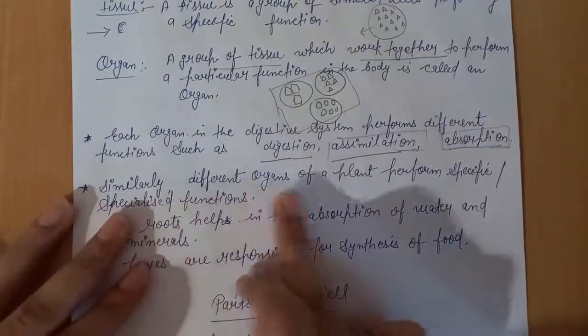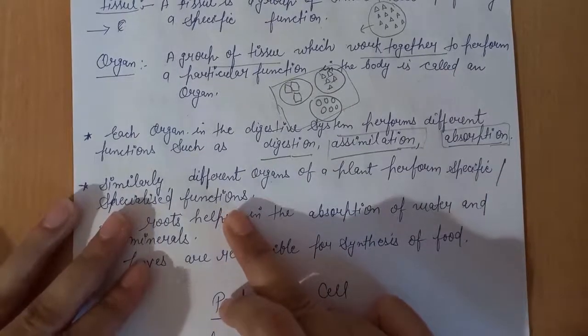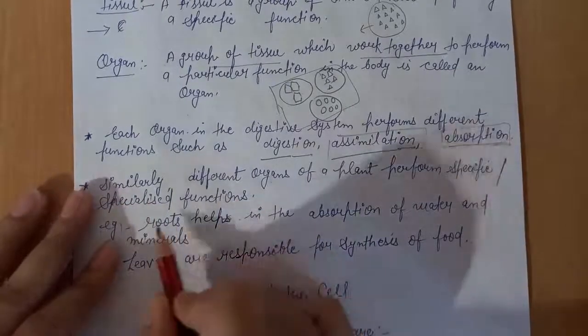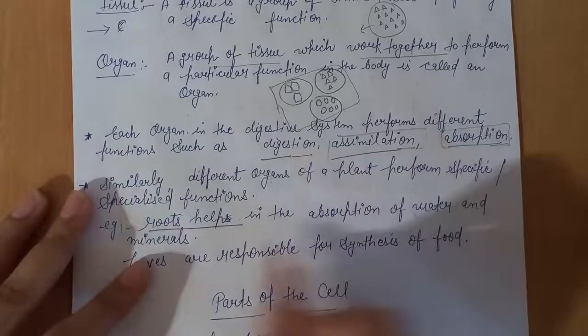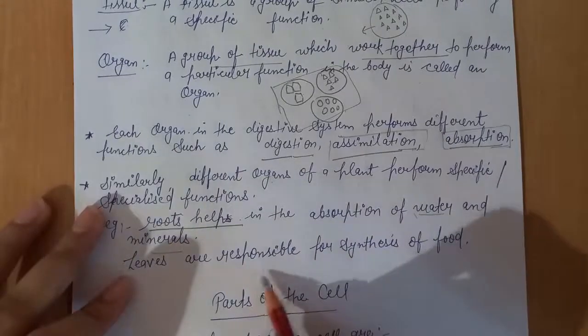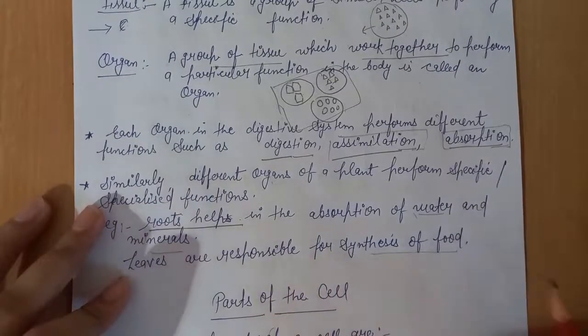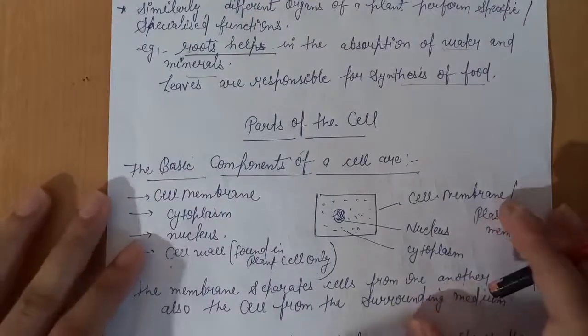Similarly, different organs of a plant perform specific or specialized functions, such as roots. What work is done by the root? Roots help in the absorption of water and minerals present in the soil, and leaves are responsible for the synthesis of food. Next is parts of the cell.